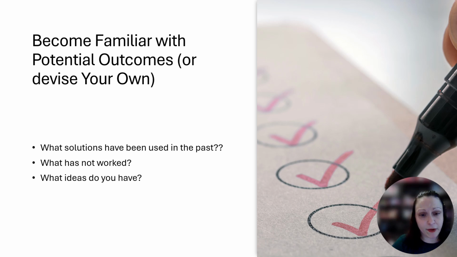So becoming familiar with potential outcomes, right? Or devising your own. So finding out what solutions have worked in the past, right? What has not worked? What ideas do you have that maybe somebody hasn't come up with? Or maybe you put two ideas together, or you do enough research that you come up with something that's completely new. And just becoming familiar with those things prior to your advocacy appointment, or prior to that phone call, or prior to writing that letter. Those are also important advocacy skills for us to sharpen when we can.